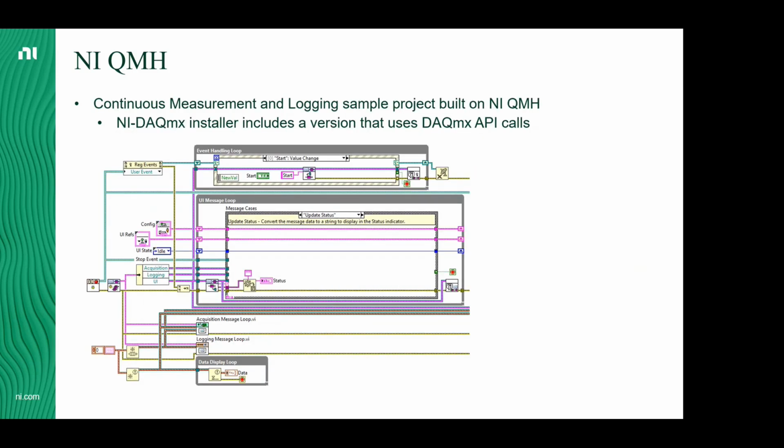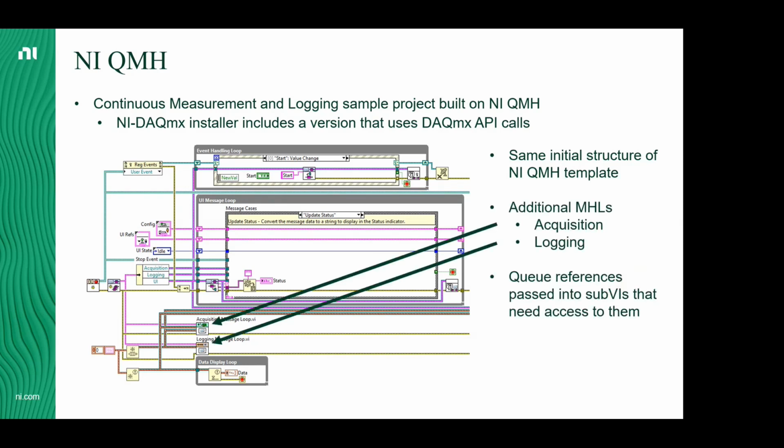Now, for the past 10 years, LabVIEW has also shipped with something called the Continuous Measurement and Logging Sample Project. This is a project for a real-world application of data acquisition and data logging that is built on the NI QMH. And you can see the top half of that diagram is very familiar because it's got an event handling loop and a message handling loop, just like the NI QMH has. But it also adds on a couple of additional message handling loops, one for doing acquisition and one for doing logging.